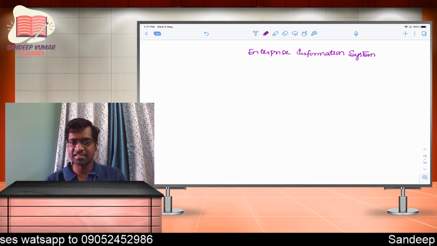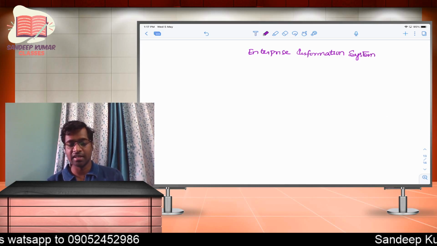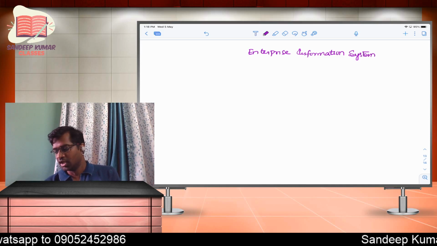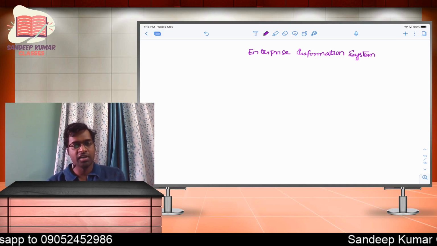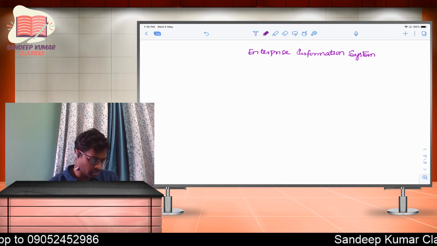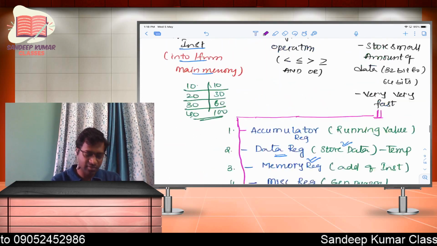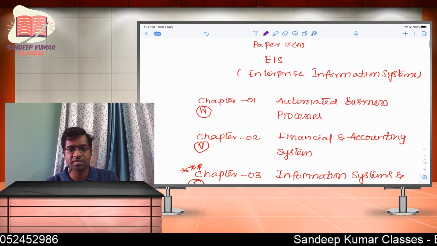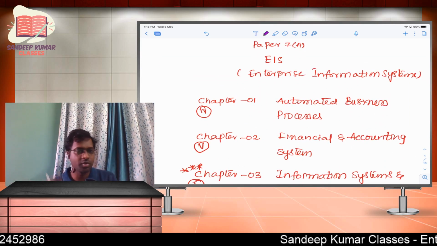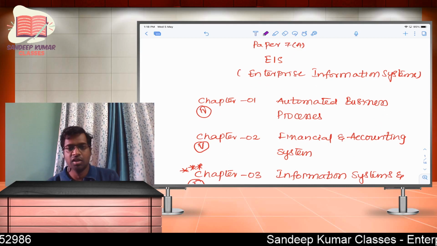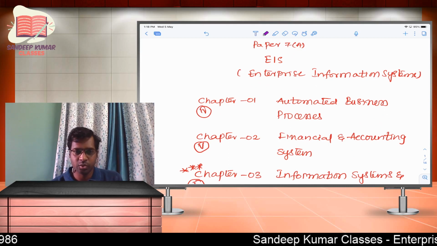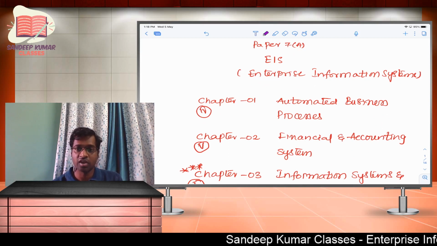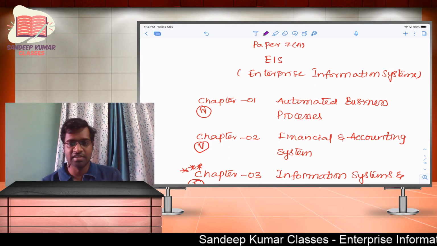So let us start this Enterprise Information Systems subject. As we already know, we have 5 chapters. Let us see first what the 5 chapters are. For Paper 7A, Enterprise Information Systems, chapter 1 is about automated business processes. In this chapter, we have two sections: one is about what we mean by business process, and the other is about mapping systems. These are the two things we have in our syllabus.